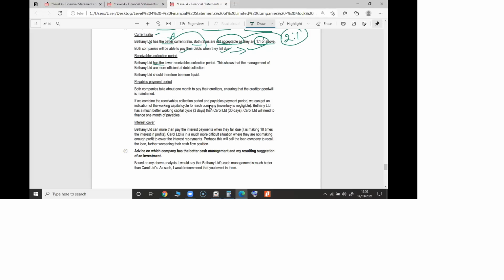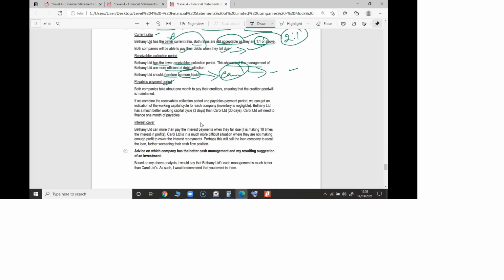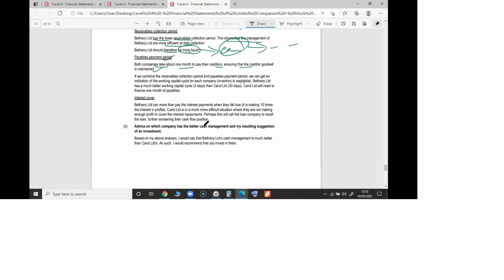Receivables collection: Bethany has a lower receivables period. This shows the management of Bethany is more efficient, as we said, in debt collection. Bethany Limited should therefore be more liquid. You can write still about Carol, write about Carol. You can expect marks on that. Whereas Carol is taking long time, their cash management is not good. Payables payment period. Both companies take about 1 month to pay their creditors, ensuring that creditor goodwill is maintained. That's definitely good. Nothing wrong with that.